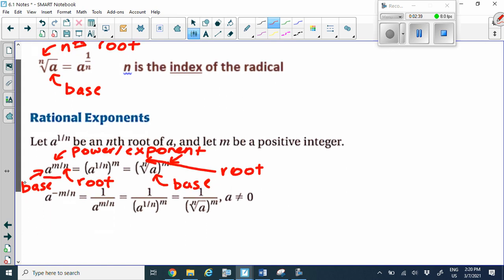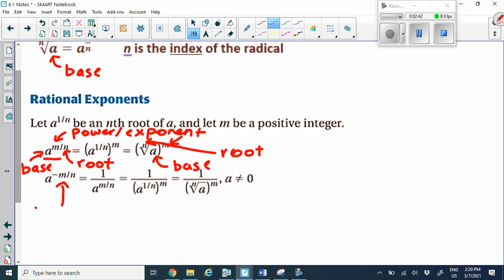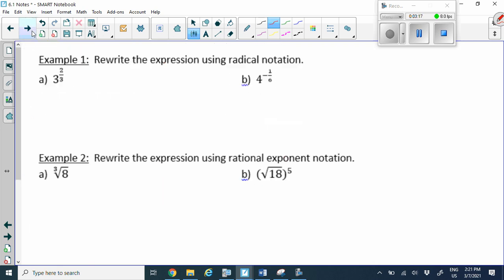Now, using one of our exponent rules, when we have a negative exponent, remember, anytime we have a negative exponent, we need to move that value, okay? Because we can't leave our answer as a negative exponent. So if it's in the numerator, we put it in the denominator to make the exponent positive, and vice versa. If it's in the denominator, we move it to the numerator to make it positive, okay? So all you have to do is put it in the numerator or denominator, and then you rewrite it like we've done before, okay? Okay, so let's use this information to rewrite expressions in radical and rational exponent notation.